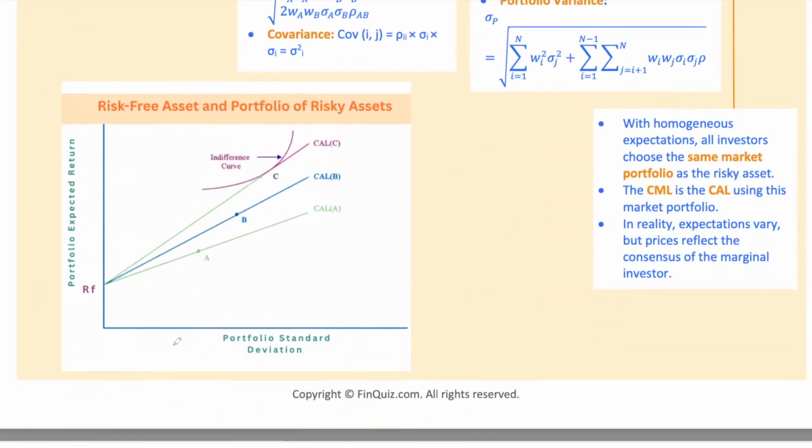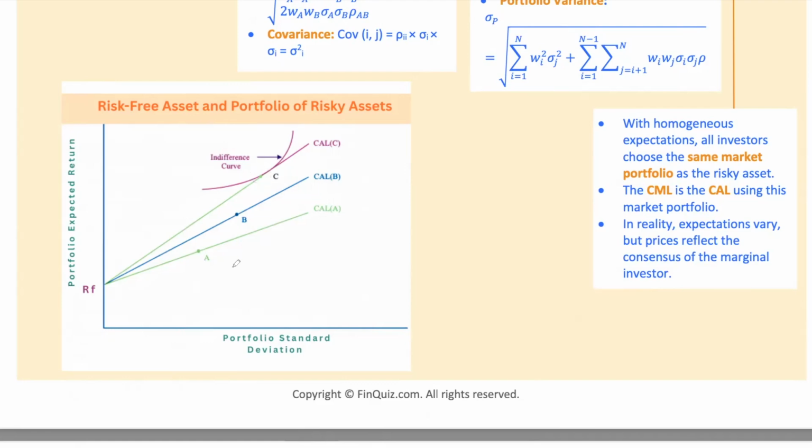Plot that on our usual graph. Risk on the x-axis, return on the y-axis. That risk-free point sits right on the y-axis because it has zero risk. Now, if you connect that risk-free rate to any portfolio of risky assets on the efficient frontier, you get a straight line. And this straight line, that's our capital allocation line, or CAL. This line is powerful because it shows every possible risk-return combo you can get by mixing the risk-free asset with a particular risky portfolio.